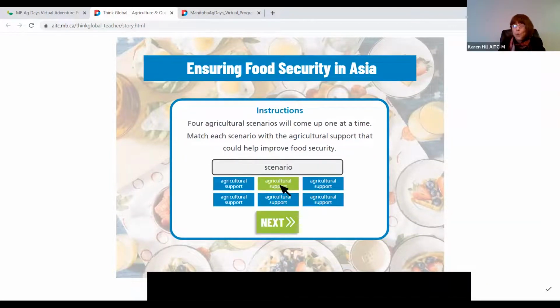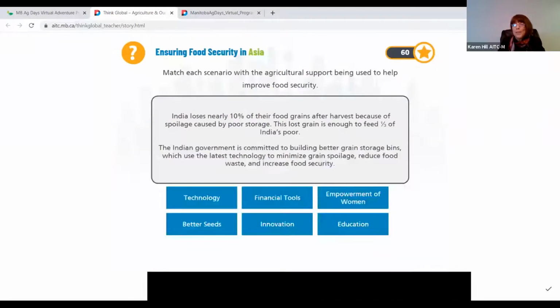They're going to be given 4 scenarios, and they have to decide what agricultural support is being used to help improve food security. The first one tells them that in India, they lose 10% of their food grains due to poor storage, and that the Indian government is committed to building better grain storage bins using the latest technology so that they can minimize how much spoils. So what is happening here? They look at the different choices they have and pick the one they think is being used to help improve food security.